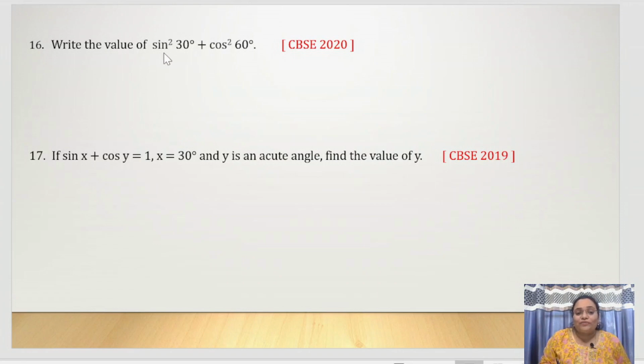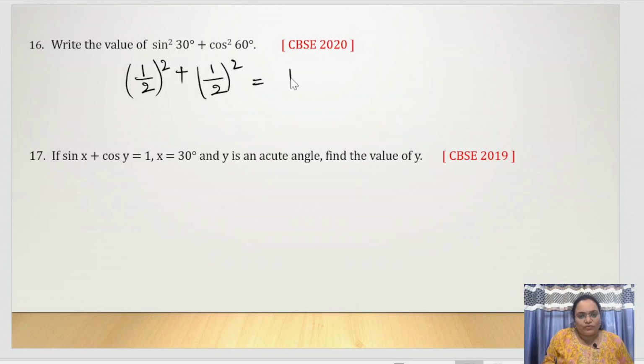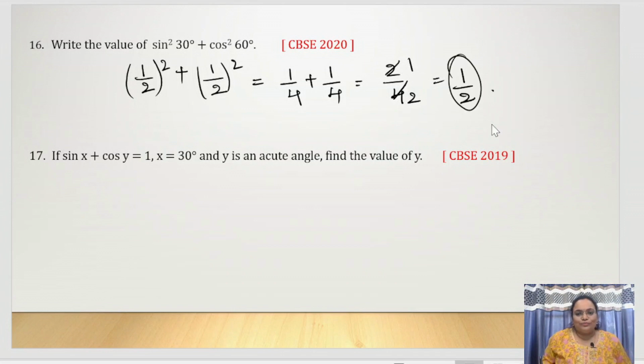Write the value of sine square 30 degrees plus cos square 60 degrees. So, what is the value of sine 30? It is 1 by 2 whole square plus cos 60 is 1 by 2 whole square. Okay, which is 1 by 4 plus 1 by 4. You will get 2 by 4, which is 1 by 2. The answer is 1 by 2. Now let us see the next question.